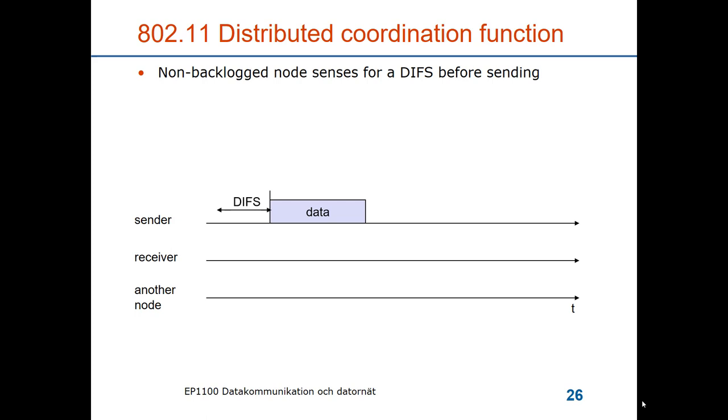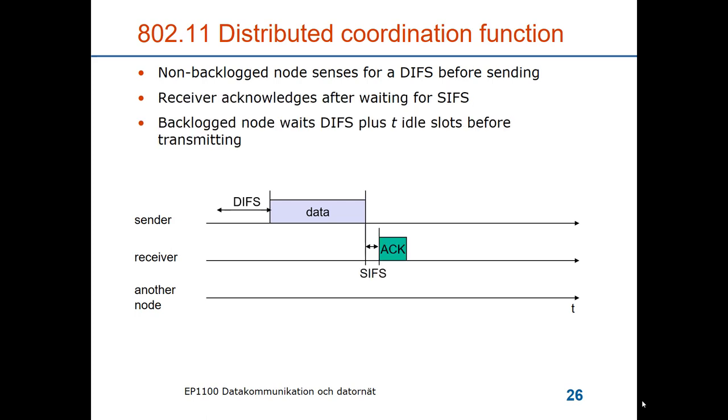If the medium is idle for that period, it can then send a frame, as I've shown here. The receiver listens to the medium and receives the data. It checks the frame, and then after a short interframe space, it will send an acknowledgement. During some time of this frame transmission, the other node will have a packet ready to send. So it will sense the medium and see that it's busy, and therefore it's backlogged. When it's backlogged, it selects a random time. So here we say that the random value that was selected was 3.